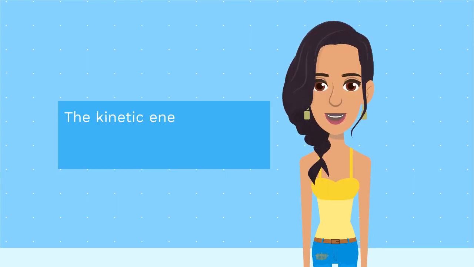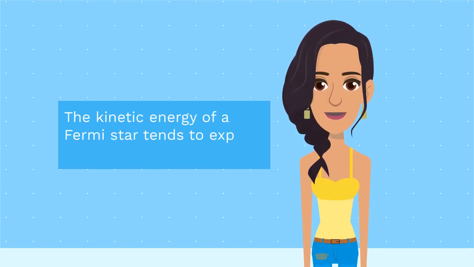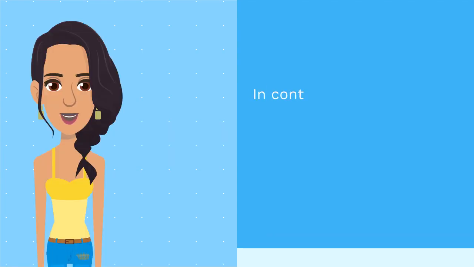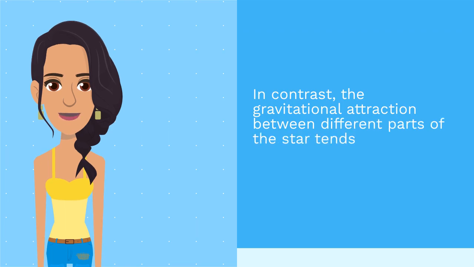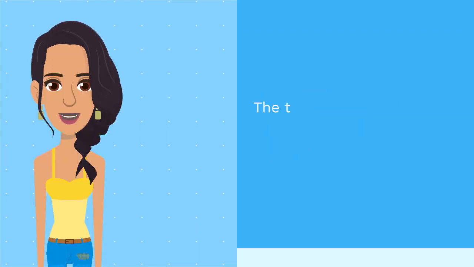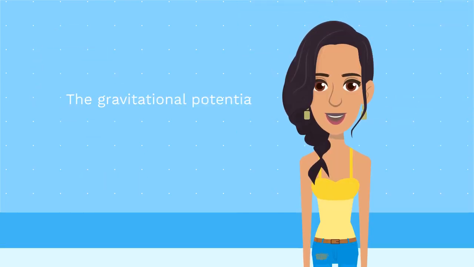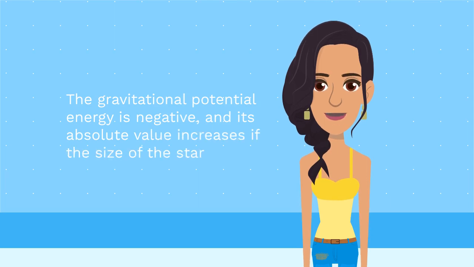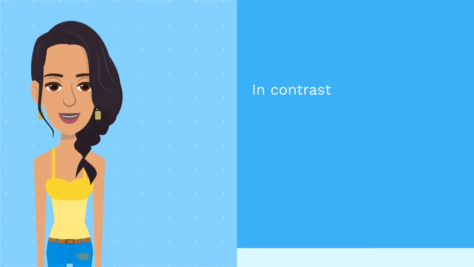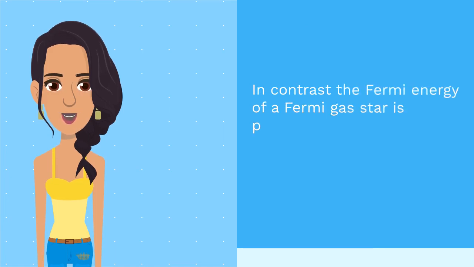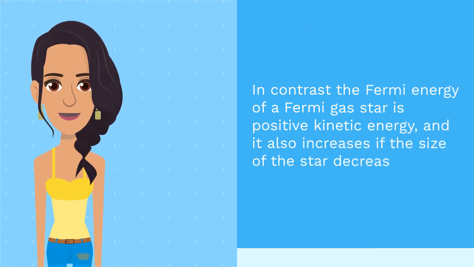The kinetic energy of a Fermi star tends to expand the star. In contrast, the gravitational attraction between different parts of the star tends to compress the star. The total energy of the star is the sum of its kinetic and potential energies. The gravitational potential energy is negative, and its absolute value increases if the size of the star decreases. In contrast, the Fermi energy of a Fermi gas star is positive kinetic energy, and it also increases if the size of the star decreases.